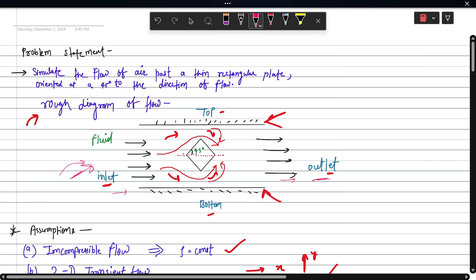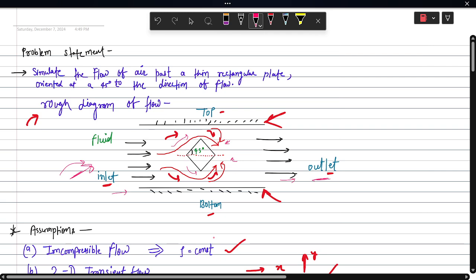Additionally, you can see here that some eddies are created. The wake behind the plate shows the eddies, a rotating flow pattern. This happens because the plate blocks the flow and creates a low pressure region. This behavior affects the lift and drag forces on the plate, which we will analyze later.